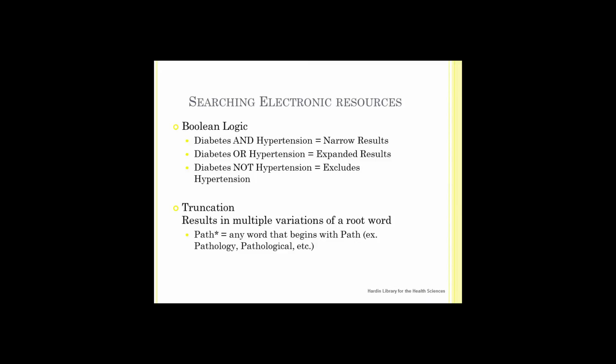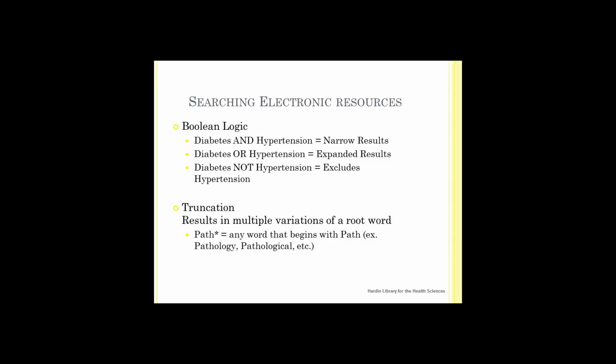Another method of searching is truncation. It's not as popular as Boolean logic, but it is a great way to search. So let's take the root word path, for example. In any database, you type in PATH, and then you put an asterisk after the H. That tells the database that you want every single variation off that root word. So for example, some of those variations are pathology, pathological, from that root word PATH. Sometimes the database will ask you to lengthen that root word to find more variations. It just really depends on what the root word is.